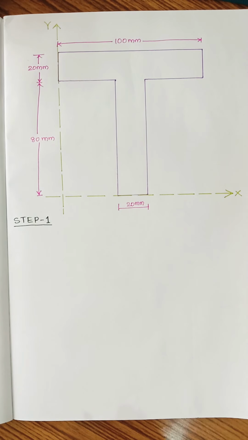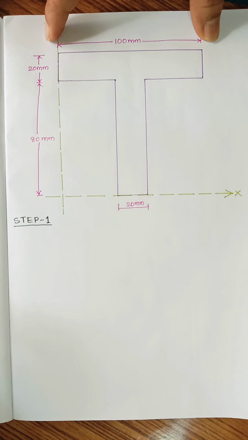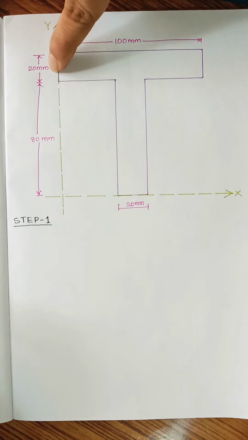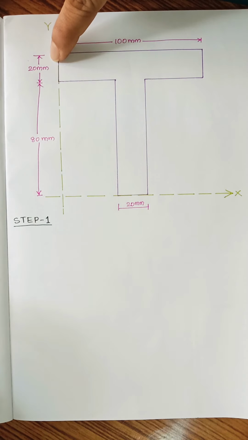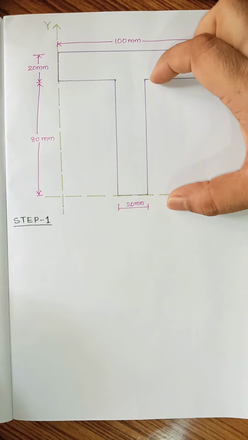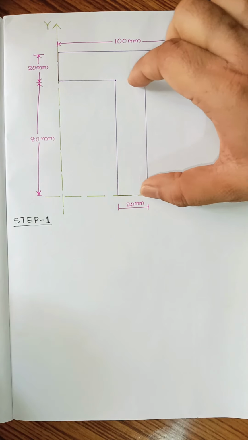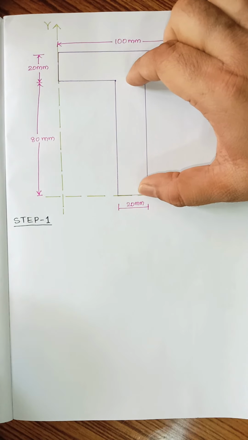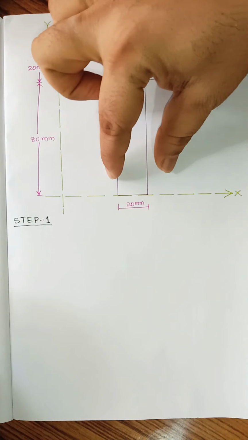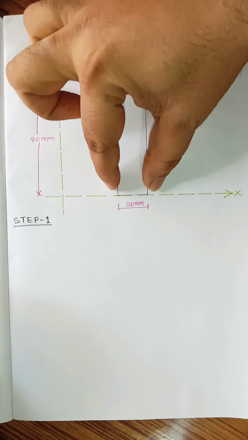I'm just calling this one a T section. Now, the dimensions of the T section are: the width of the flange is given as 100 millimeter, and the thickness of the same is given as 20 millimeter. Next we have the web. This part is called the web, which is taken as 80 millimeter, and the thickness of this one is 20 millimeter.